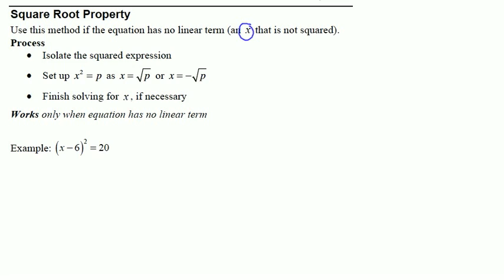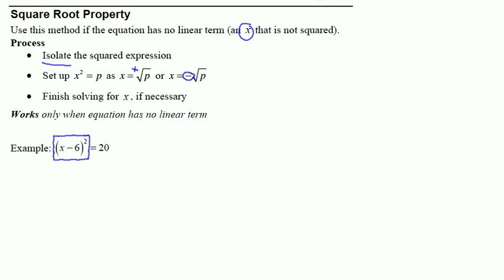The first step is to isolate the squared expression. What that means is that we want our x squared, or it could be a longer expression like this x minus 6 squared, to be alone on one side of the equation. Once we have that alone on one side of the equation, we apply the square root property, which turns this into two equations, one using the positive square root and the other using the negative square root.